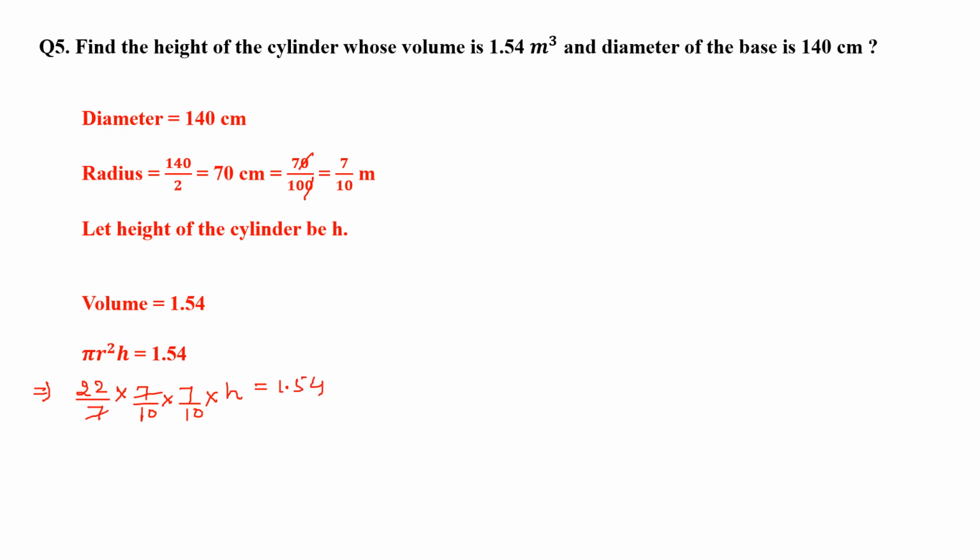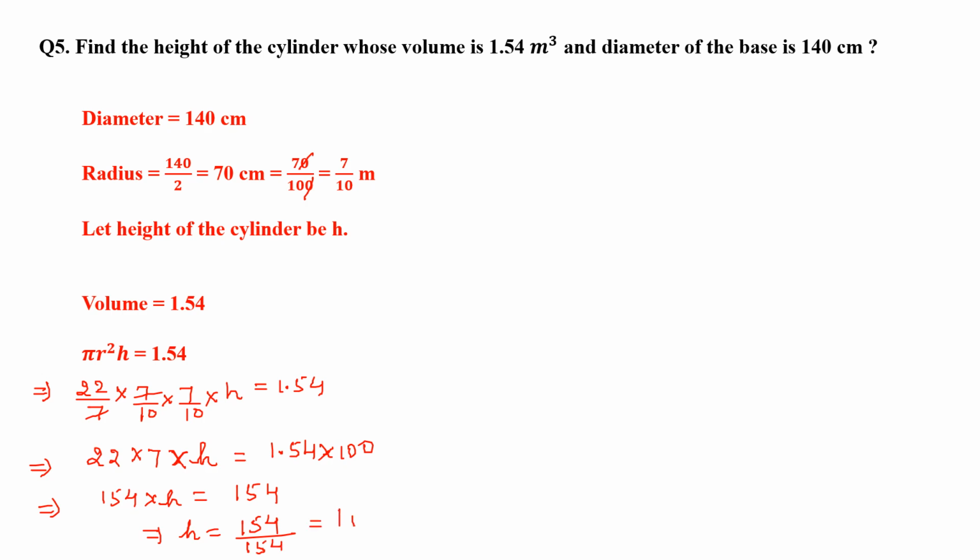Now 7 and 7 I can reduce. So from here I am getting 22 into 7 into h. Okay. And 10 into 10, 100, I am transposing it to the right hand side. So it will be 1.54 into 100, and 22 into 7 is also 154. So if I multiply 1.54 into 100, I will get 154. So from here, if I calculate, my height will be 154 divided by 154, which will give me 1 meter. So the height of the cylinder is 1 meter.